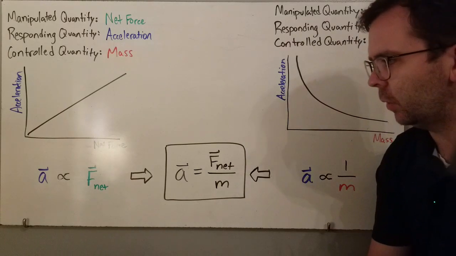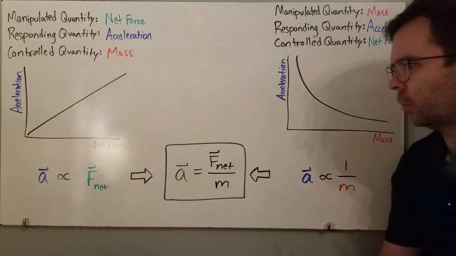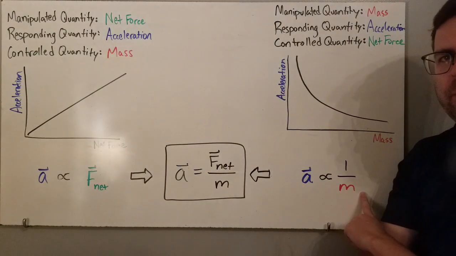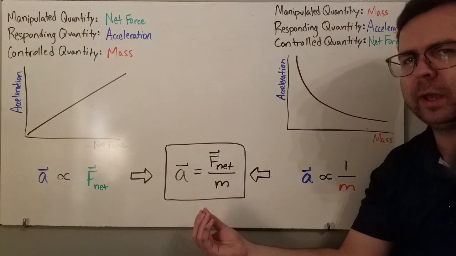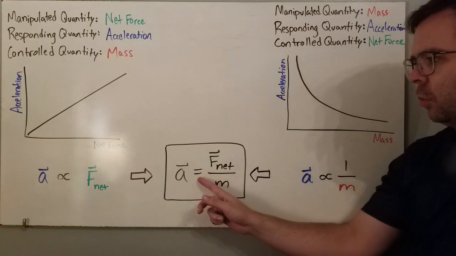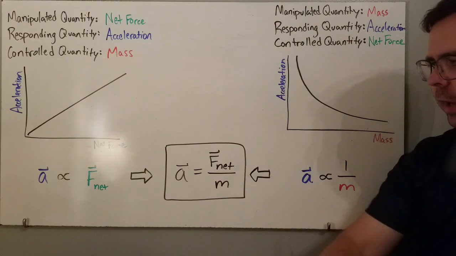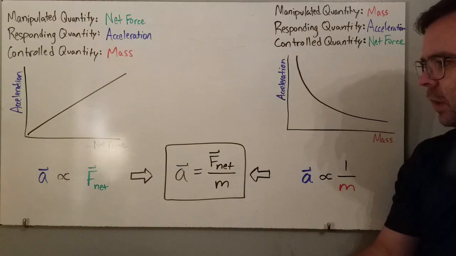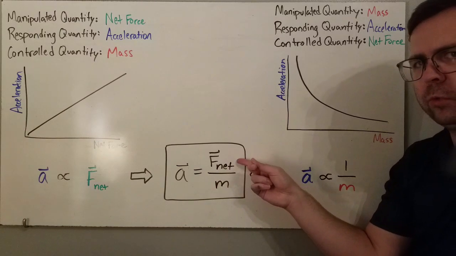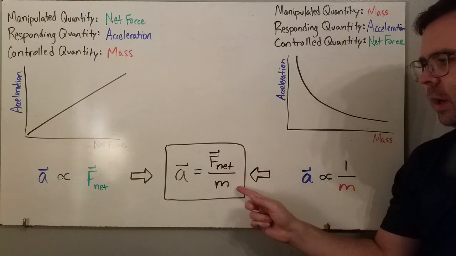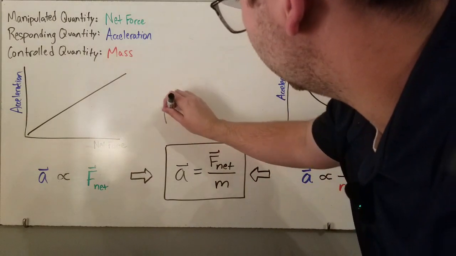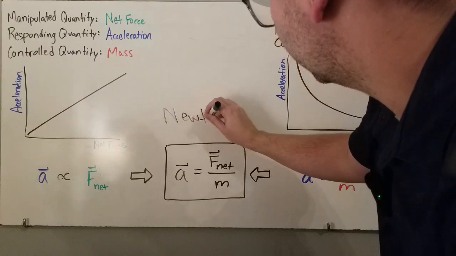Now, if we notice, acceleration is really proportional to two different quantities. We've got the net force over here and the inverse of the mass over here. And we can combine these two into one equation and change this to an equal sign. And this tells us that the acceleration of any object is equal to the amount of force applied to the object divided by the mass of the object. And this equation is known as Newton's second law.